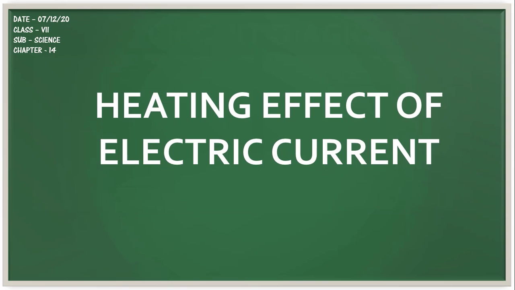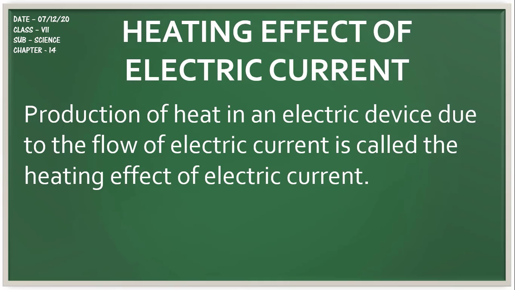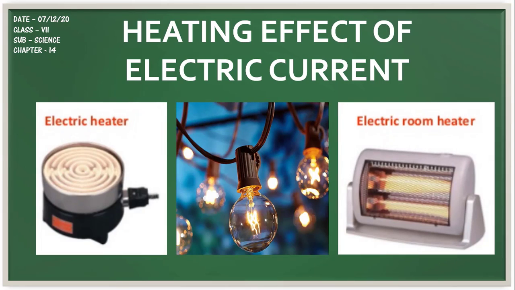Heating effect of electric current. The production of heat in an electric device due to the flow of electric current is called the heating effect of electric current. You must have seen an electric heater used for cooking or an electric bulb or room heater. When these appliances are switched on after connecting to the electric supply, then their elements become red hot and release the heat. This happens due to the heating effect of electric current.